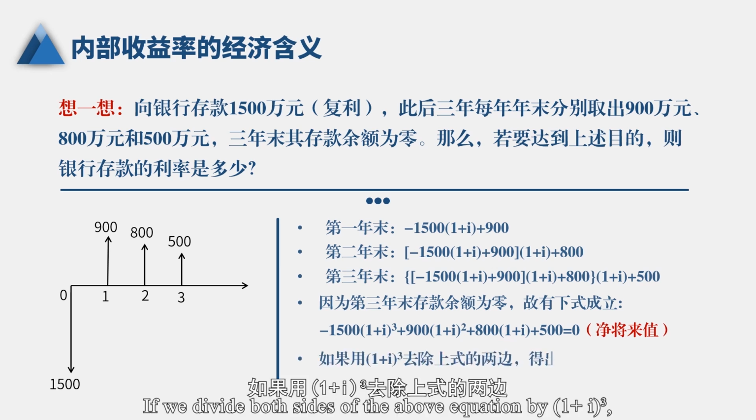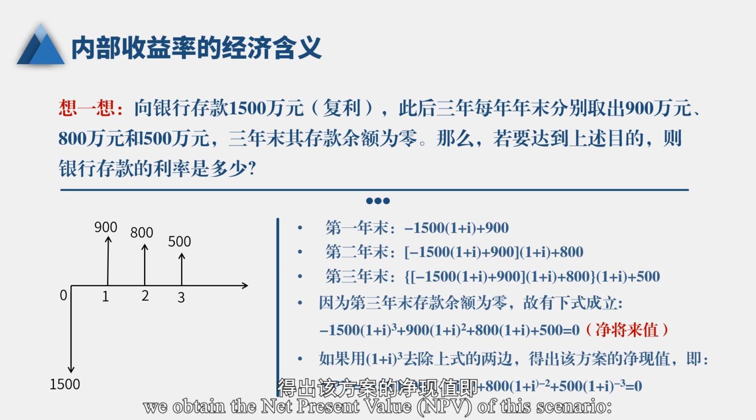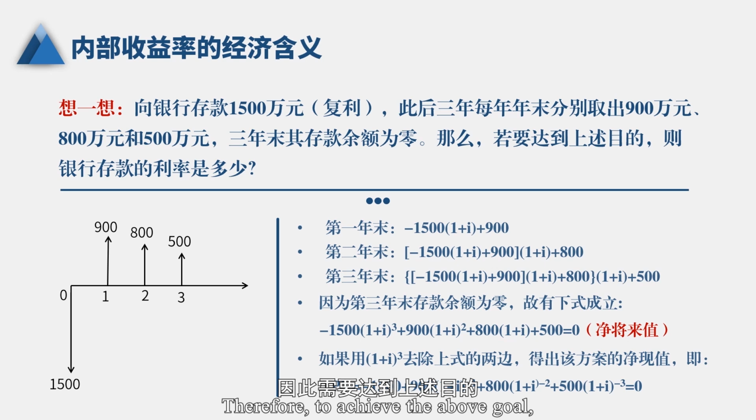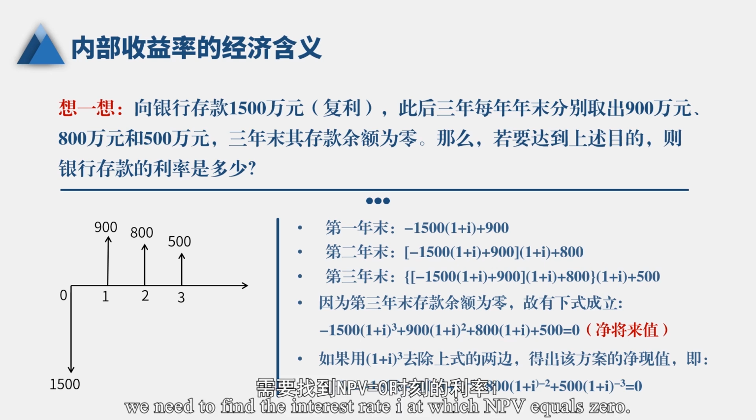If we divide both sides of the above equation by (1 + i) raised to the power of 2, we obtain the net present value, NPV, of this scenario. NPV = -1500 + 900(1 + i)^-1 + 800(1 + i)^-2 + 500(1 + i)^-3 = 0. Therefore, to achieve the above goal, we need to find the interest rate at which NPV equals 0.